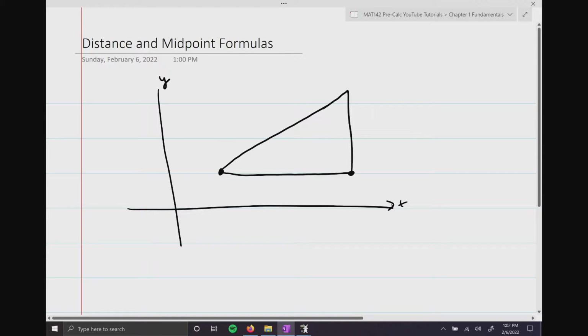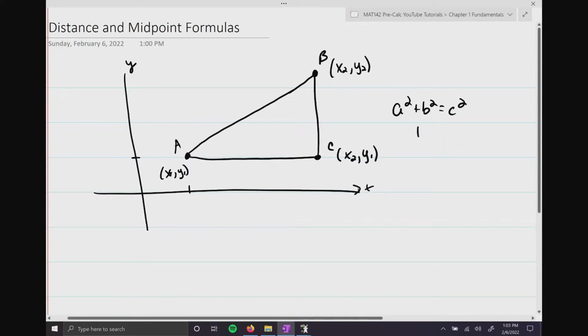Then point A would be x1 comma y1. Point B would be x2 comma y2. Point C would be x2 comma y1. And what we could do is we can use the Pythagorean Theorem, which is a squared plus b squared equals c squared, to go ahead and derive the distance from point A to point B.